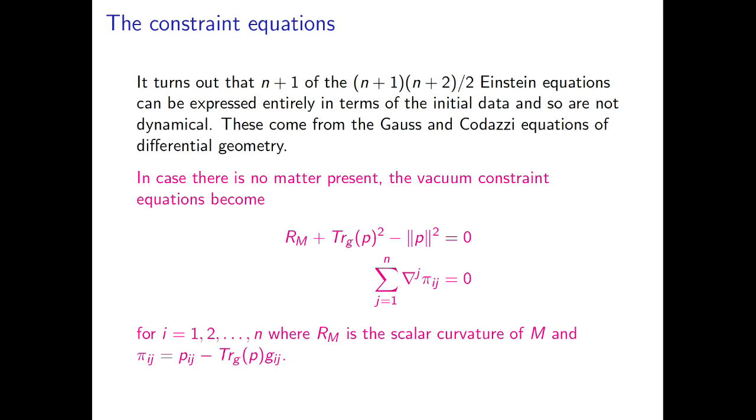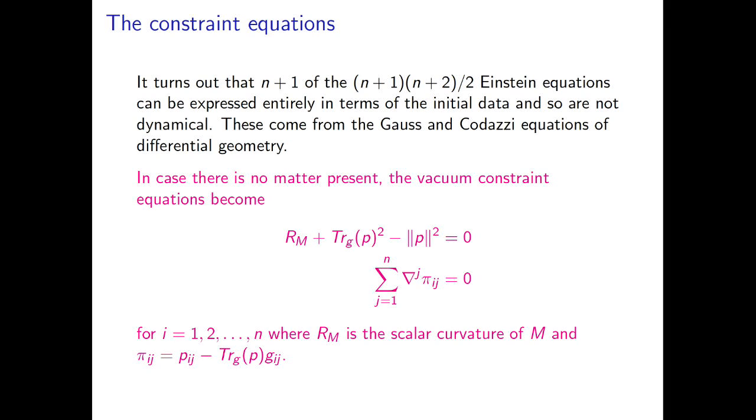So notice that this is a very underdetermined set of equations because there are only, in the three-dimensional case, only 4 equations for the pair of tensors. And so there are 4 equations for the g_ij's and the p_ij's, so 12 unknowns. So you expect to have a lot of flexibility in solving those.